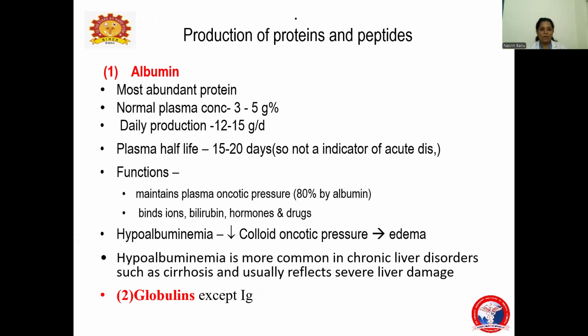The functions of albumin are to maintain plasma oncotic pressure, of which 80% is maintained by albumin alone. It binds to ions, bilirubin, hormones, and drugs. In hypoalbuminemia, there will be decreased colloid oncotic pressure, which can lead to edema. Hypoalbuminemia is more common in chronic liver disorders such as cirrhosis and usually reflects severe liver damage. Another protein produced by the liver is globulins, all globulins except Ig.